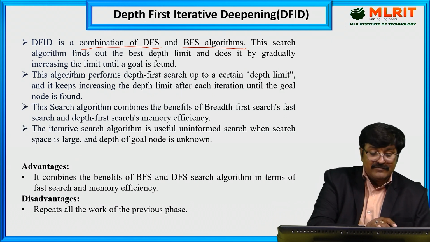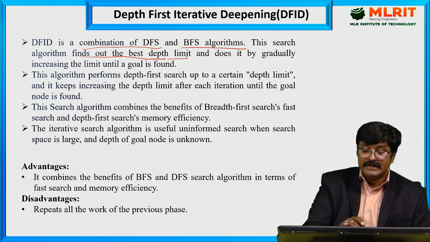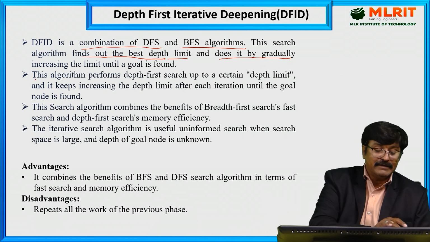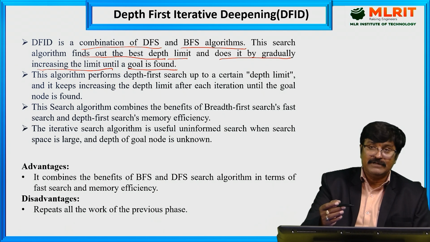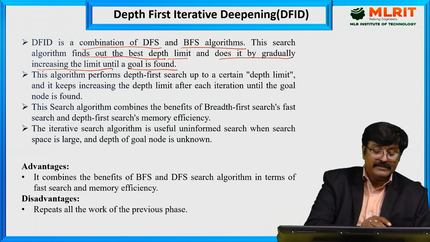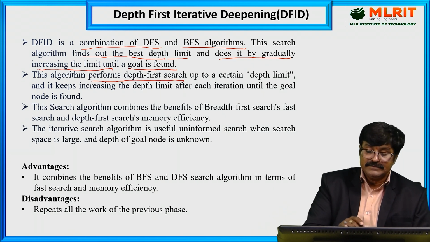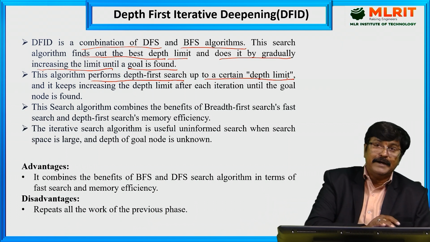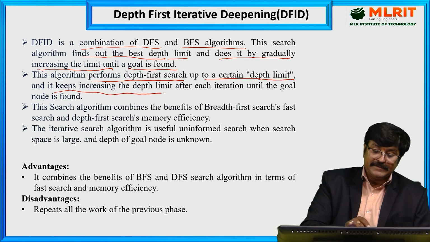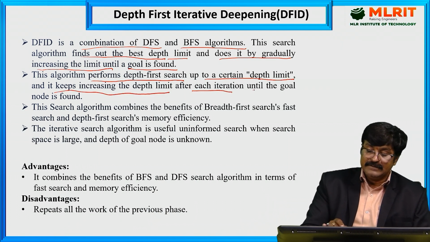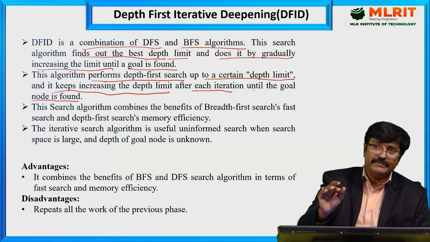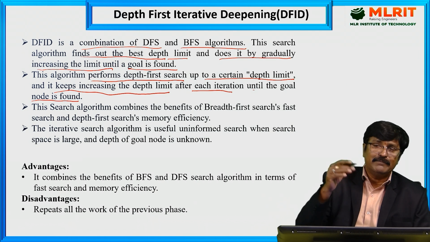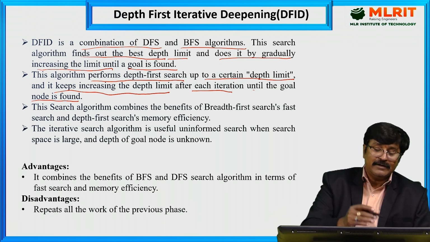This search algorithm finds the best depth limit by gradually increasing the limit until the goal is found, so the depth level is increased gradually. This algorithm performs a depth first search up to a certain depth limit, and keeps increasing the depth limit after each iteration until the goal node is found. There is the depth bounded search: if the boundary is exceeded, you backtrack. If the goal is not there, then you change the limit level.